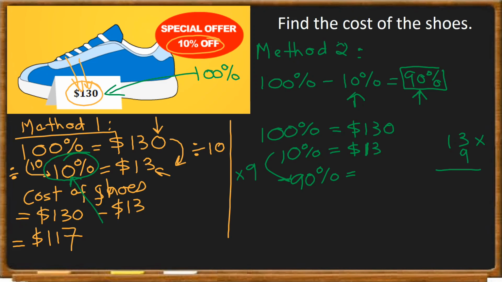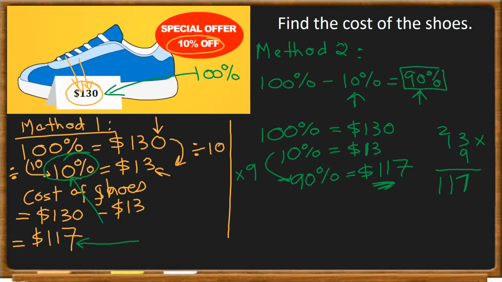You may use your calculator. I'm just going to show you the calculation. 3 9s are 27, so we'll carry the 2. And 9 times 1 plus 2 is 11. So we get the exact same answer. The 90% is $117. We get the same answer as method one. Be clear, because it's a word problem.